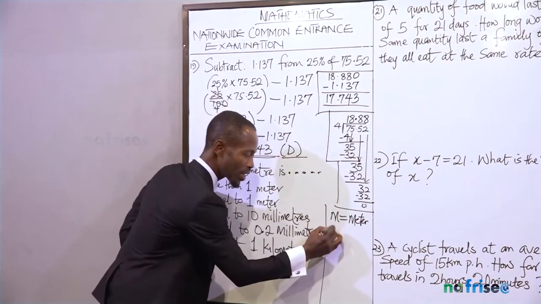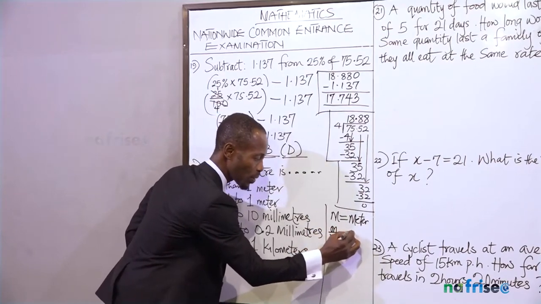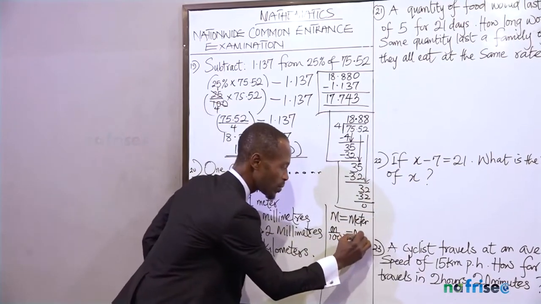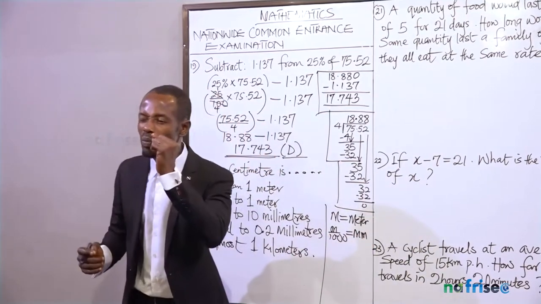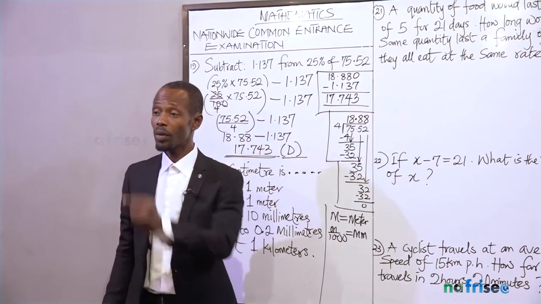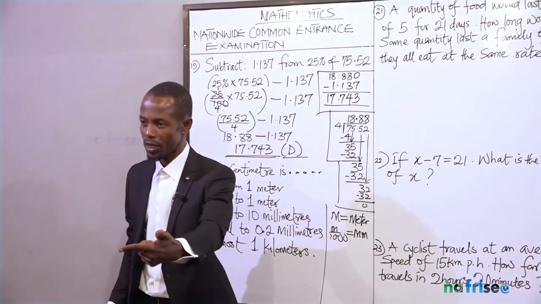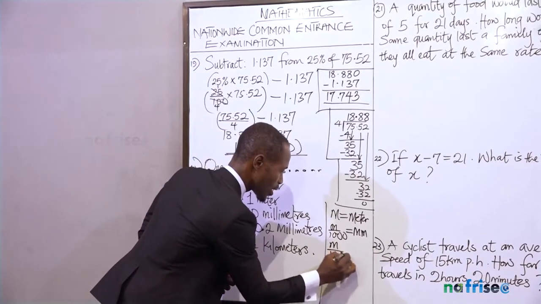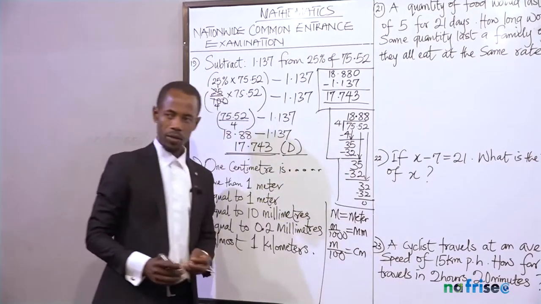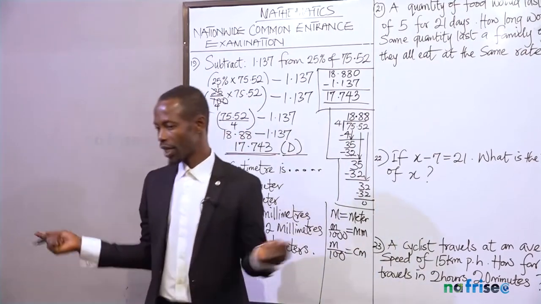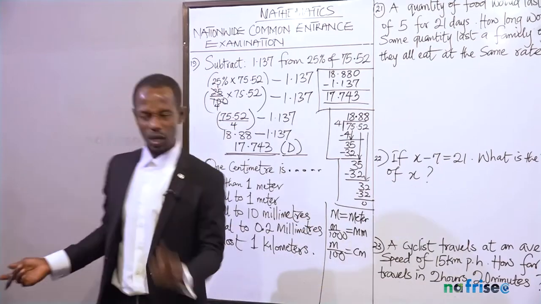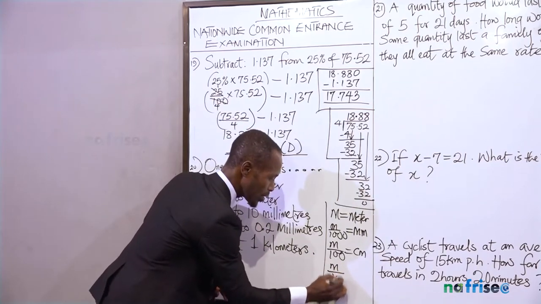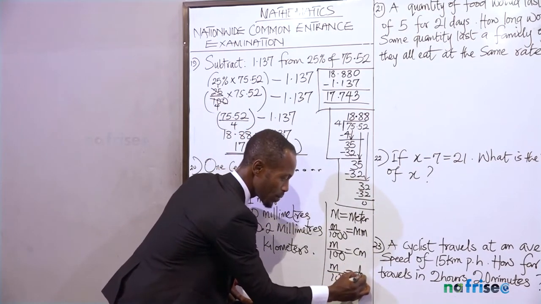A meter is the SI unit for distance. But if you divide a meter into 1,000 tiny places, it becomes a millimeter. So millimeter is the smallest unit. If you want to measure the length of a fly or an ant, it has to be in millimeter. If you divide a meter into 100 places, it becomes centimeter. And if you divide a meter into 10 places, you have decimeter.